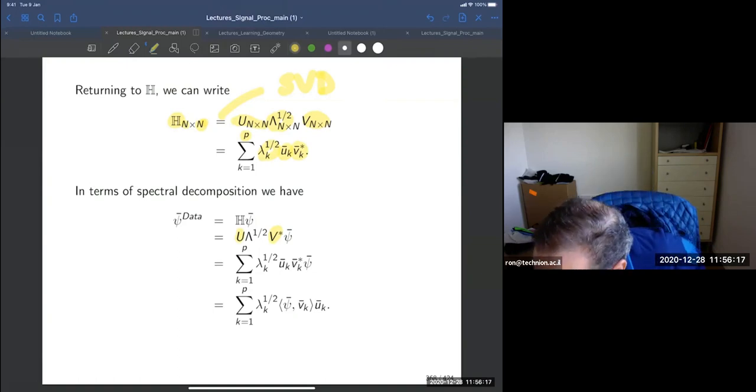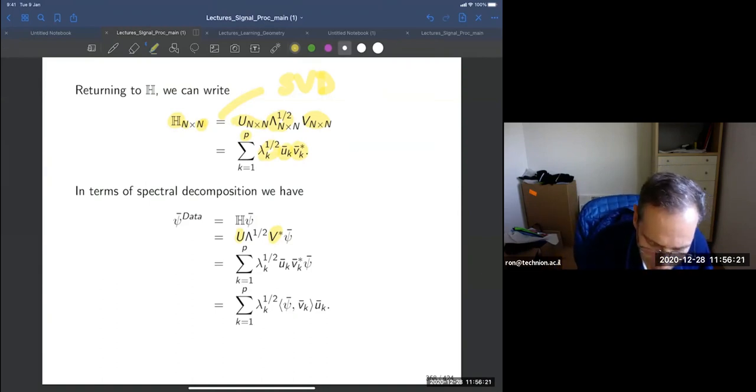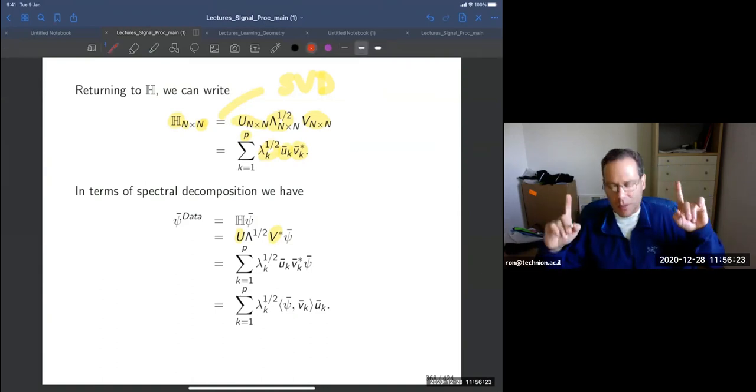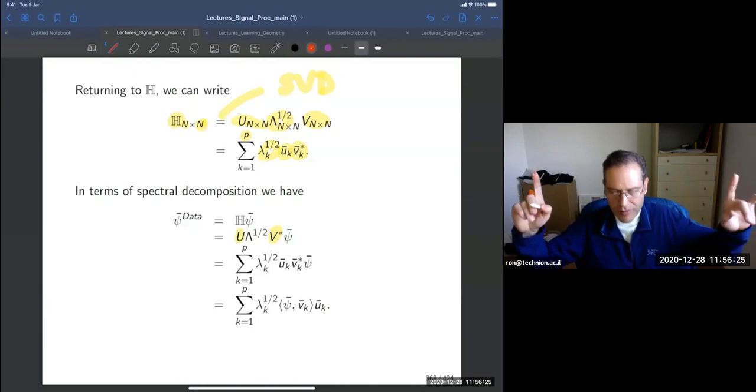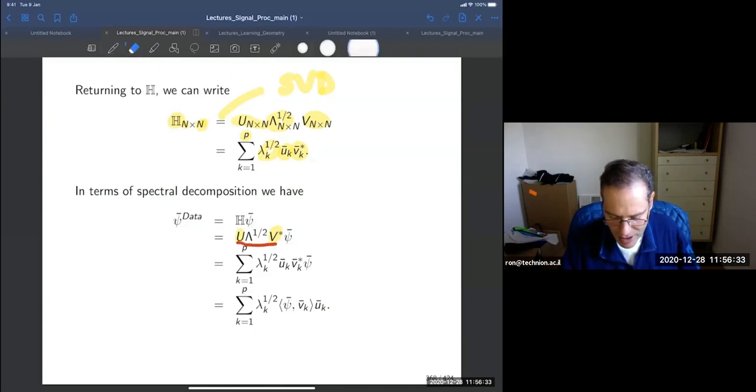But for an arbitrary H, they are not. And now we are living in the set of an arbitrary H. So we'll have two bases, one of them V and the other one U, two unitary matrices. If we plug the two unitary matrices in instead of H, this is the SVD. So from here, it would be applying the SVD.